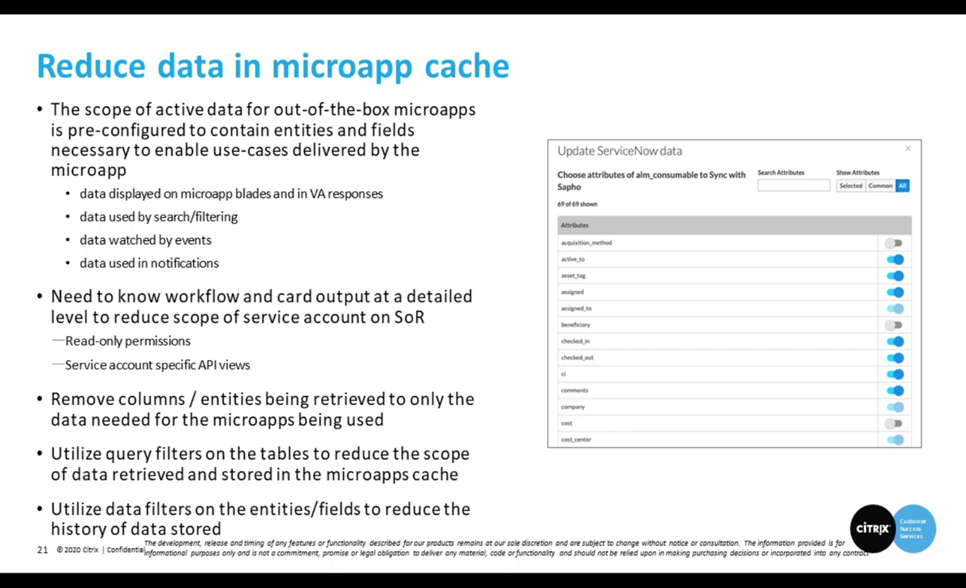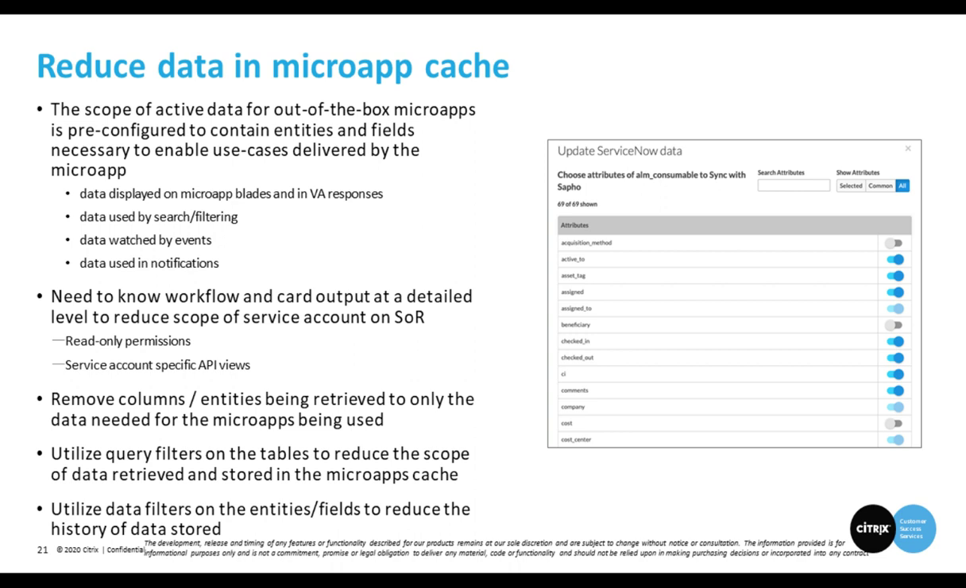The scope of the active data for the out-of-the-box Microapp is basically pre-configured from the system to contain an entity in a field that's necessary to enable the use cases delivered by the Microapp. That's a lot of words, but basically, anything that's displayed on the Microapp blade or in virtual assistant response will be data that we would need. So we'd be using that from the system of record. Any data that's used by a search or a filter that needs to be applied, any data that's being used for watched events, as we talked about a minute ago, or any data that's used during a notification process would all be something that we would need to get from the system of record.